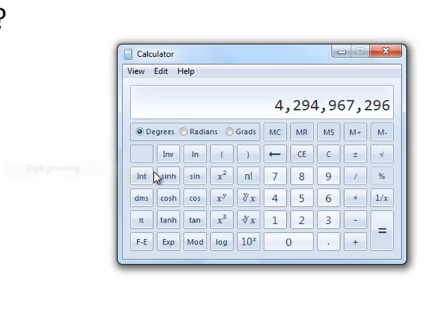And we can put on digit grouping to see how big this is. So a little bit over 4,000 million.